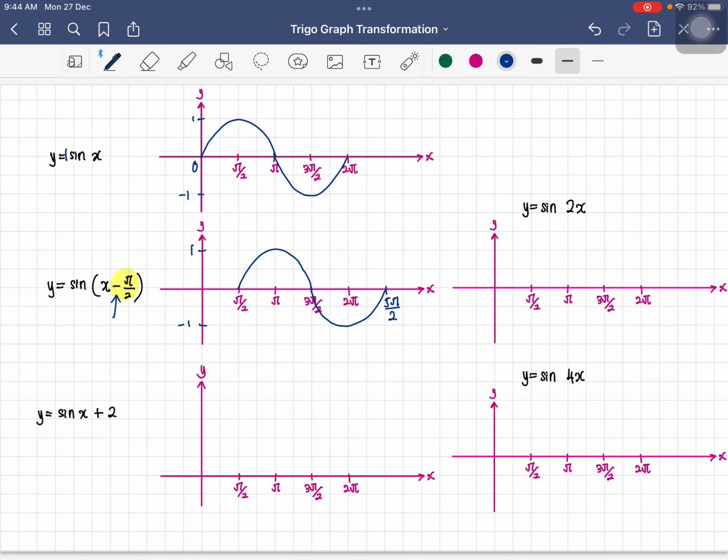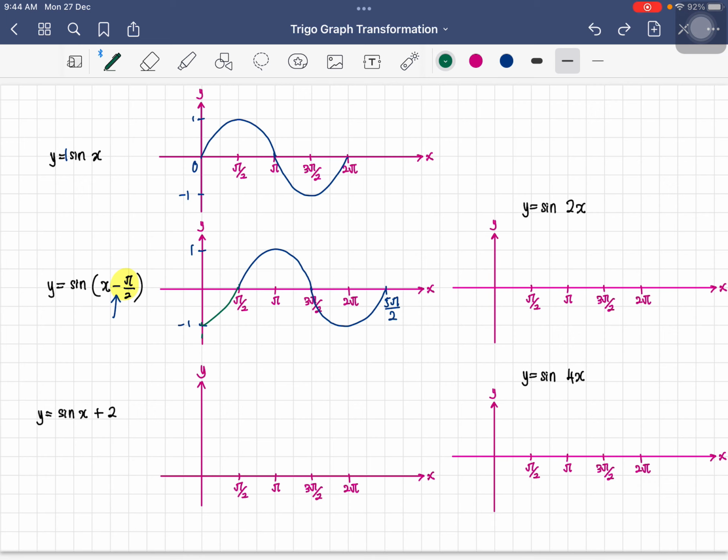If the question asks you to sketch from 0 until 2 pi, you have to sketch from this point until this one. This part is considered from 0 until 2 pi, depending on your question.